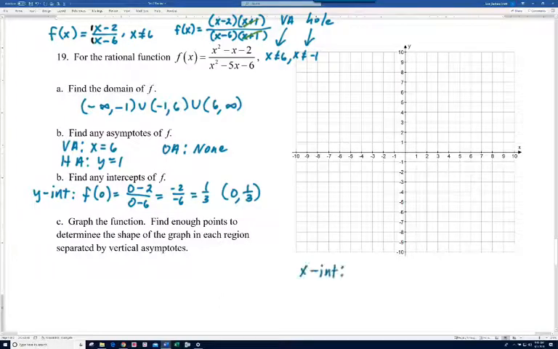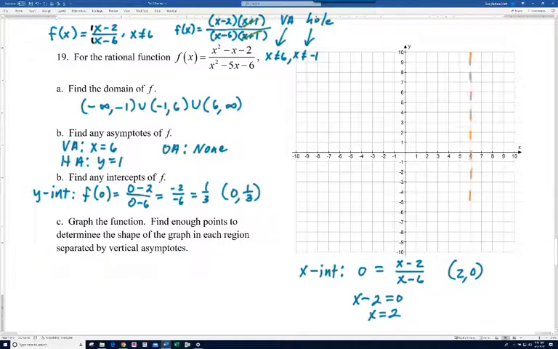Let me go ahead and do the x-intercepts down here. Let's see if we have any. So we want to let y be 0, and so we have 0 equals x minus 2 over x minus 6. Now again, this fraction can only equal 0 if the numerator equals 0. So set your numerator equal to 0, and you get x equals 2. So the x-intercept is 2, 0. All right, so let's go ahead and put in our vertical and horizontal asymptotes, and also our points, 0, 1/3, and 2, 0.